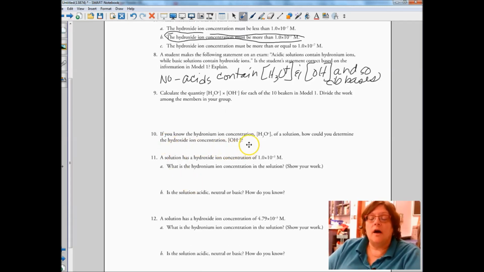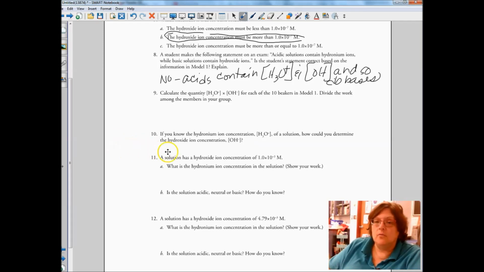So, if you know the hydronium ion concentration, can you figure out the hydroxide? Well, we just got done doing this.